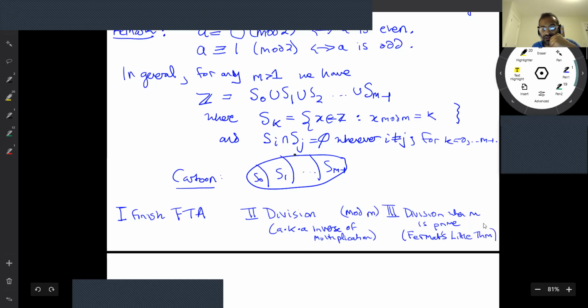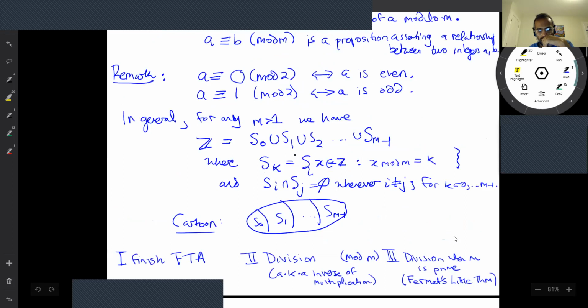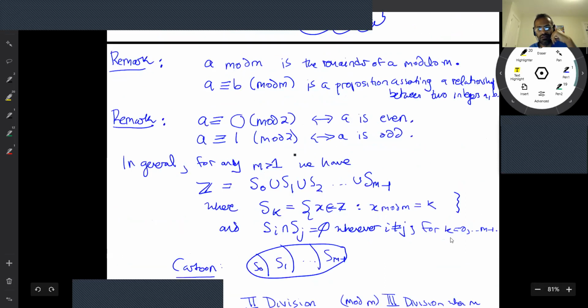So let me begin by finishing the fundamental theorem of algebra. But any questions before that? What do you mean by a mod m is the remainder of a modulo m? Well, I mean that it's the remainder you get when you divide a by m using the division algorithm. Got it. Yep.